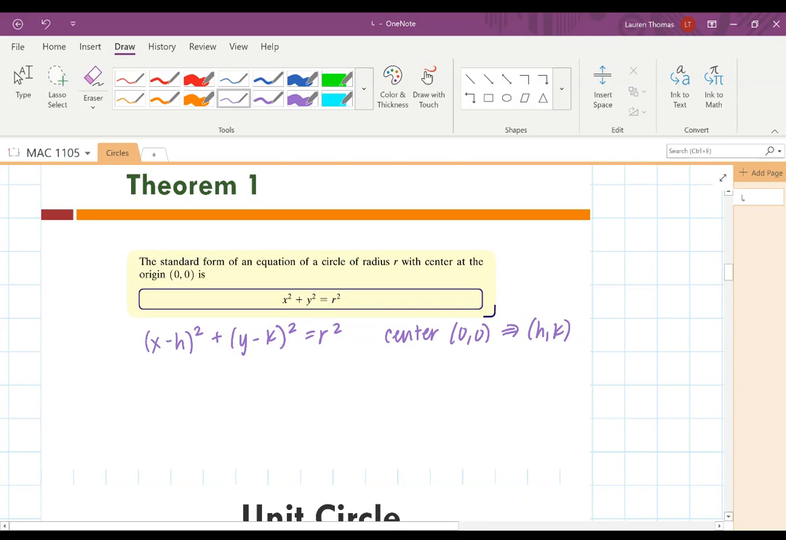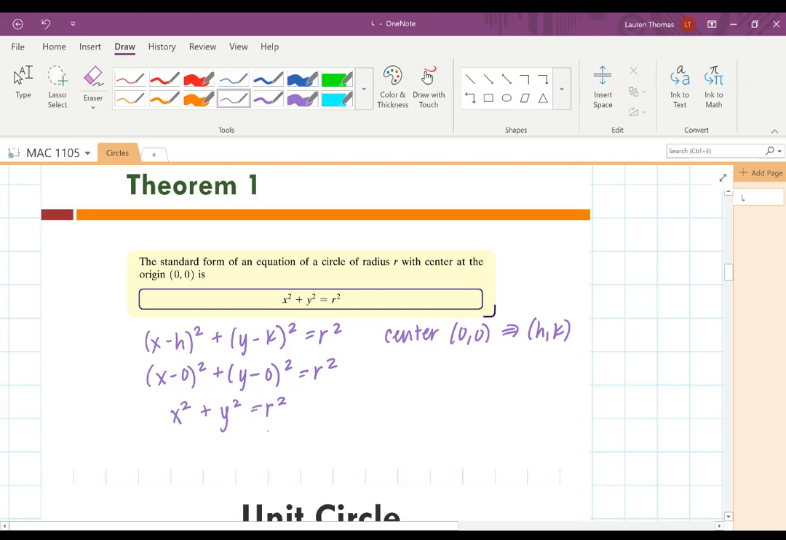If we were to plug that into our standard form of our circle, we would have (x - 0)^2 + (y - 0)^2 = r^2. If we simplify this, x minus 0 is x, so that would be x squared. y minus 0 is y, that would give us y squared equals r squared. So that's where that particular theorem is coming from. All you have to do is plug in 0, 0 for the center, which was given. Once you do that, your h and your k have gone from your equation, and you're left with this form.